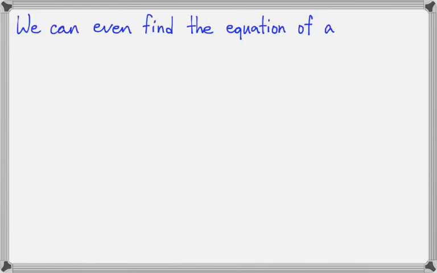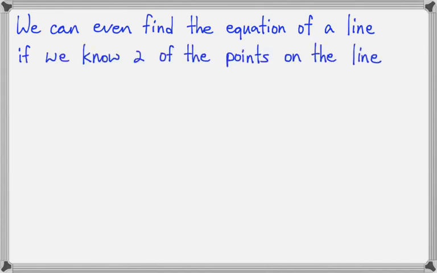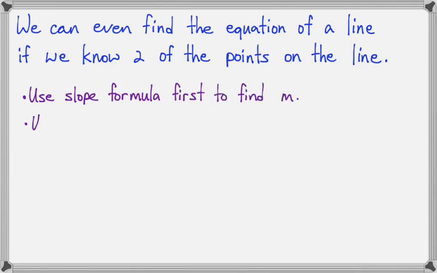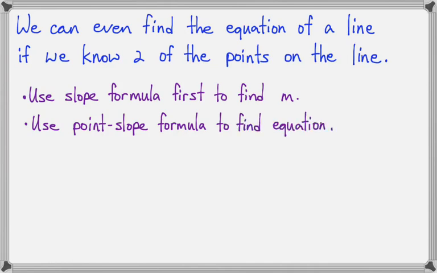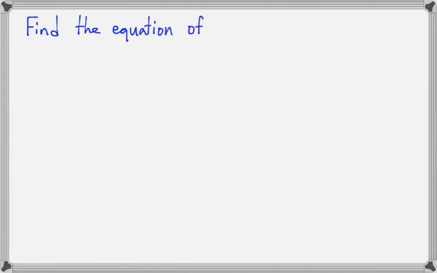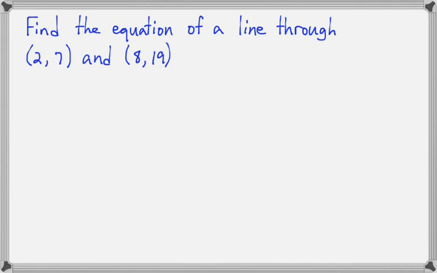Now we can even find the equation of a line if we only know 2 points. Instead of knowing the slope and a point, if they just tell us 2 points, we can still do it, because we can use the slope formula first to find m, and then we can use one of the points in the point-slope formula to find the equation of the line. So let's find the equation of a line through 2, 7 and 8, 19.